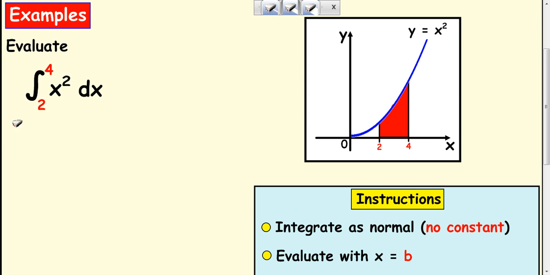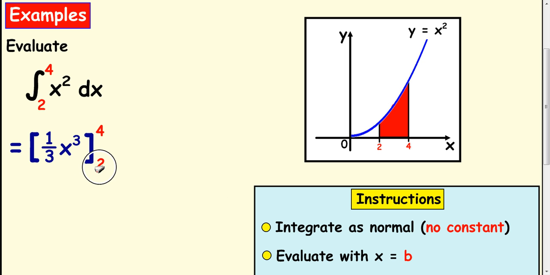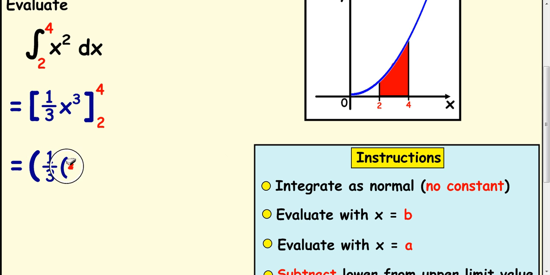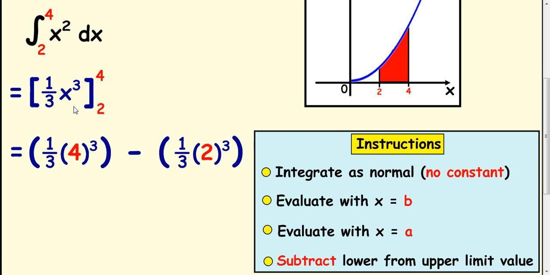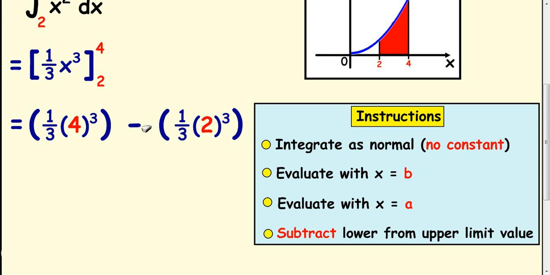Firstly, we use this square bracket notation to integrate. So we integrate x squared: you add 1 to the power and divide, so that's going to be a third x cubed, and then we put our limits on the right hand side, the upper limit at the top and the lower limit below. We then substitute the 4 in, so we've got a third of 4 cubed, and then you take away and substitute the 2 into the same integration here. If we can calculate this now, then we can work out the area under the curve that we're asked for.